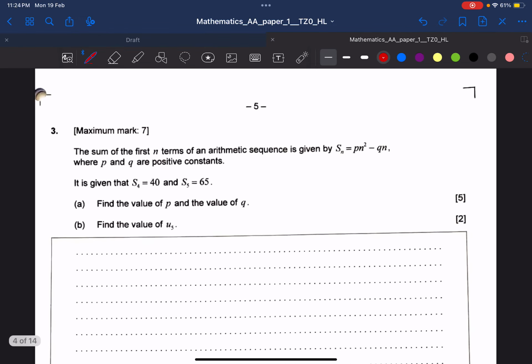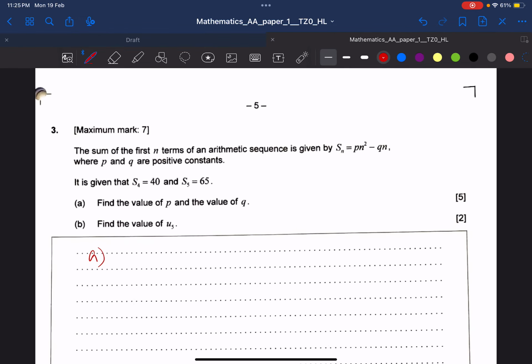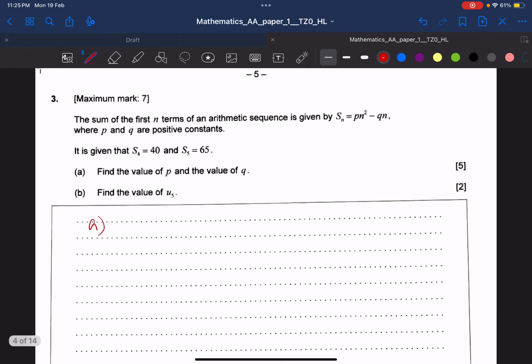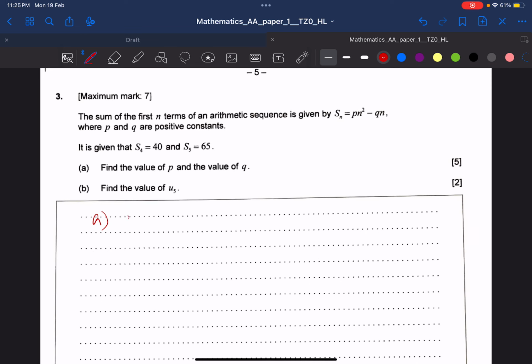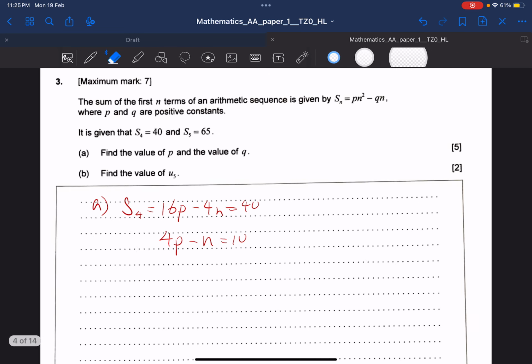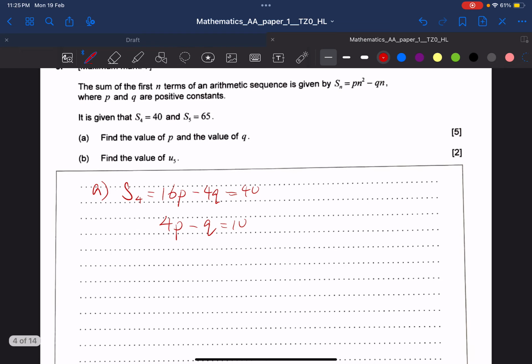I think this one will also be an SL question. AHL will be sharing with SL a lot nowadays, so make sure every SL question is correct. I think this is just simultaneous equations. We put n equals 4, then we have 16p minus 4n, and this equals 4t. We might as well divide everything by 4. Sorry, this should be q. My bad. Okay, so this is our first equation.